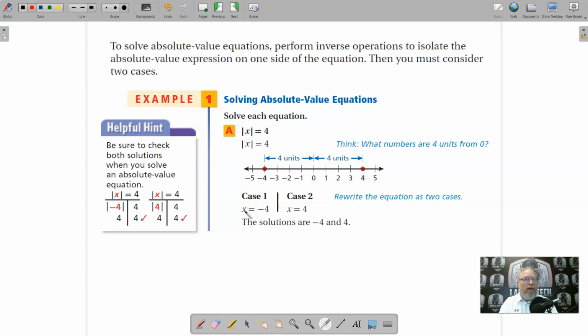So case 1, we've removed the absolute value bars, and we've just written what was on the left of the equation, which in this case is just x. And on the right, we put the negative version, that is to say negative 4. But also, we could have it where x is equal to positive 4. So we pretty much already have our solutions here. You'll see that later on, it's not quite as simple all the time. So our two solutions are that x equals negative 4 and x equals positive 4.